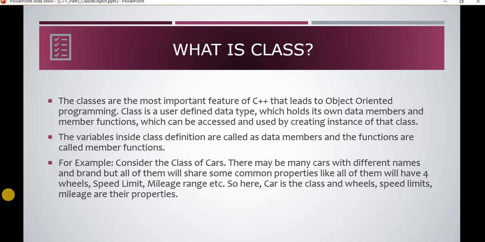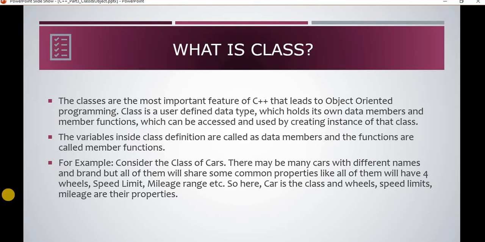So let's start with what classes are. As in C++ we use object oriented programming, because of that, class is the most important feature in C++. In short, a class is just a user defined data type. Like int and float are all inbuilt data types, in the same way, class is also a user defined data type which contains data members and member functions which can be accessed through the instance of the class.